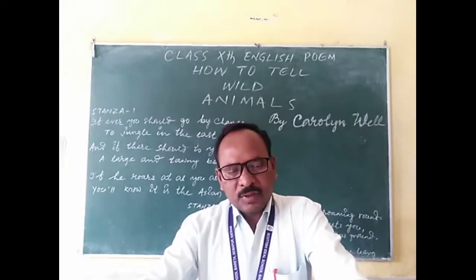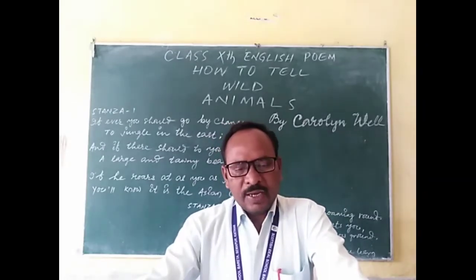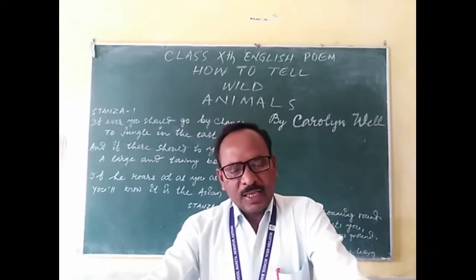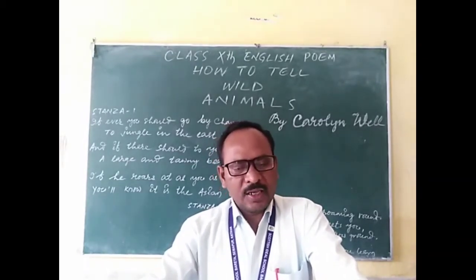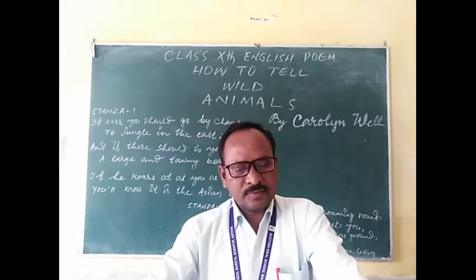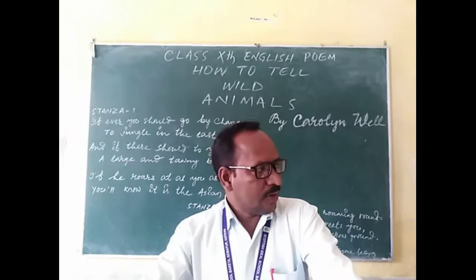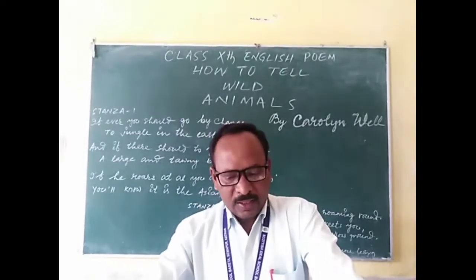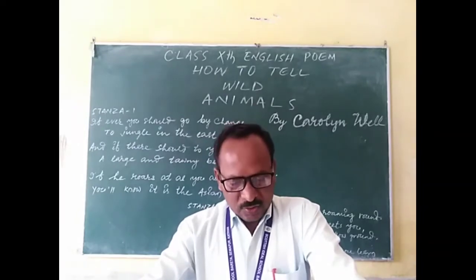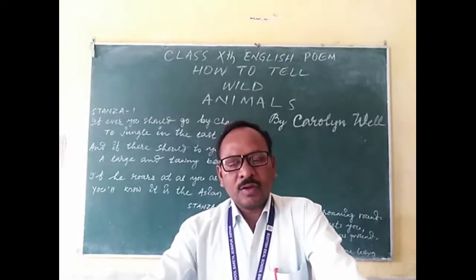In the poem, the poet Carolyn has explained the characteristics of various wild animals in a very funny way. She has used language in a way that generates humor. She is introducing the reader to various kinds of wild animals like the Asian lion, Bengal tiger, bear, etc., explaining each of the animals in a very humorous way. So children, let's enter into the poem, and the poem goes like this.